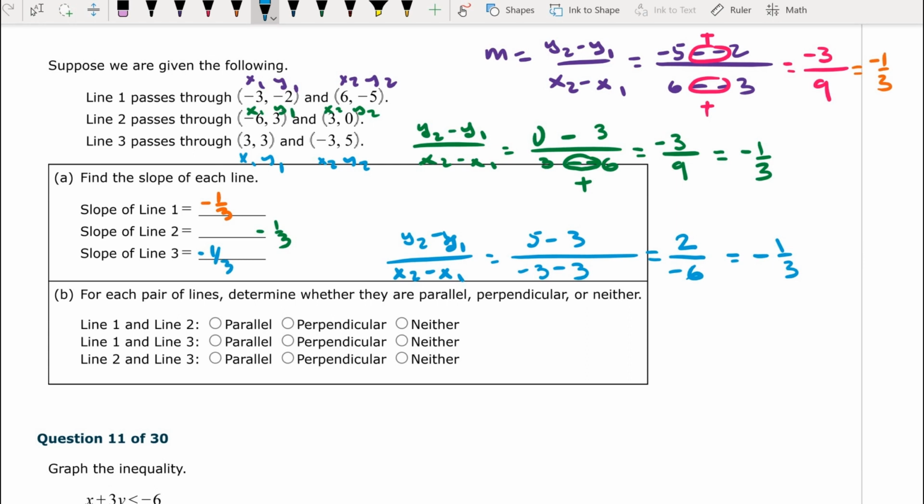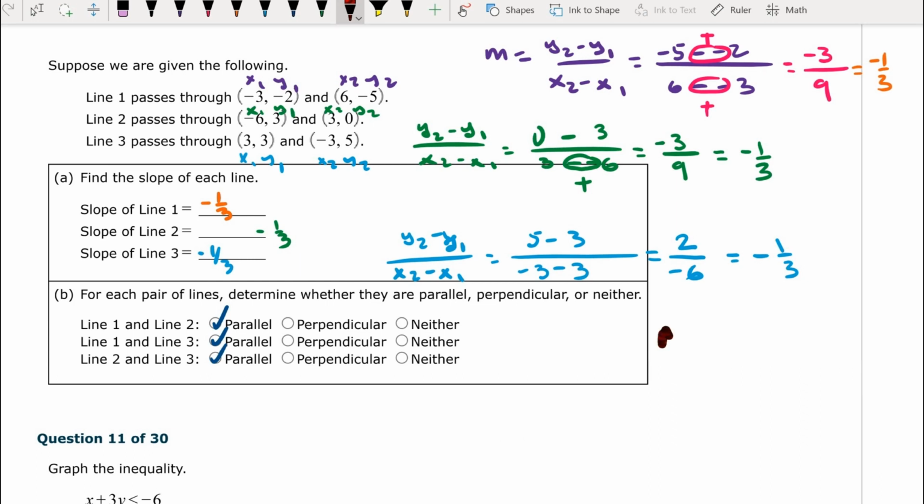Now for each pair of lines, determine whether they are parallel, perpendicular, or neither. Parallel lines are lines that go side by side and never cross each other. That case only happens if you have the same slope. So in this case, line 1, line 2, and line 3 are parallel to each other. Unfortunately, in this problem, we don't see the case when they are perpendicular.